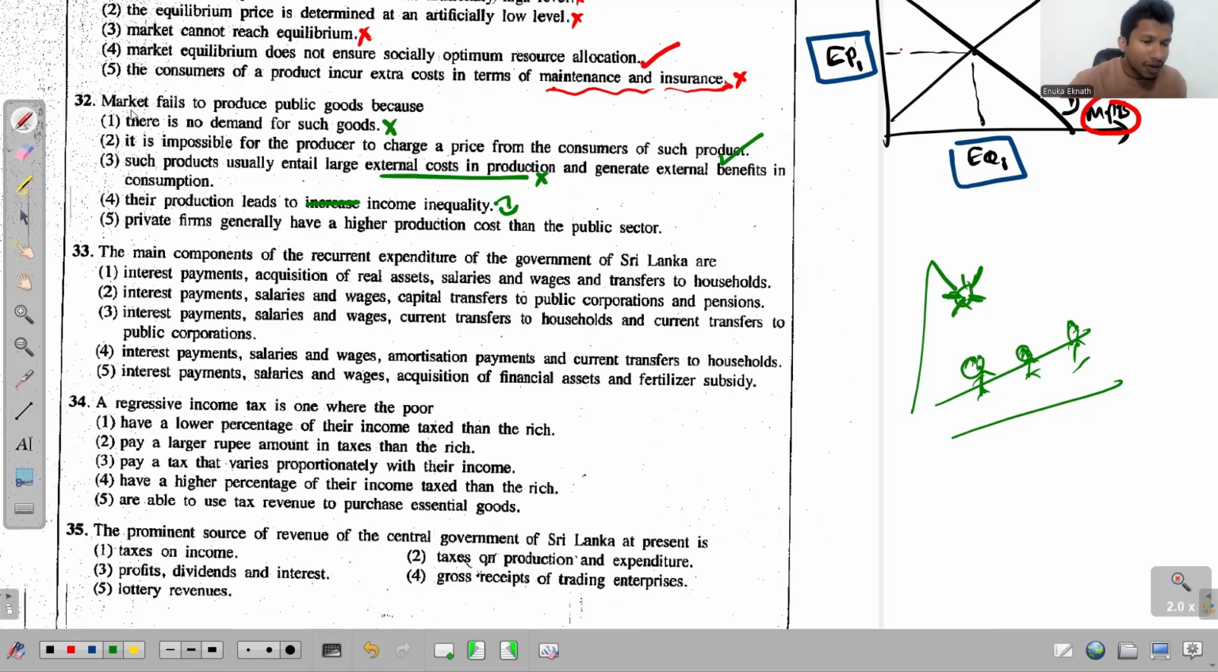Why? Because the question asks us to recognize the reason why does the market economy fail to produce the public goods, fail to supply the public goods. So that's the main part. That's a real question. ඒතර ඒකට ආන්සර් එක මේක නෙමෙයි, මේක මොන පැත්තට තිබුණා? ඒතර ඒකට ආන්සර් එක only this one. Right. Fifth one says private firms generally have a higher production cost than the public sector. No, in general the opposite is true, right? In general, opposite is true.